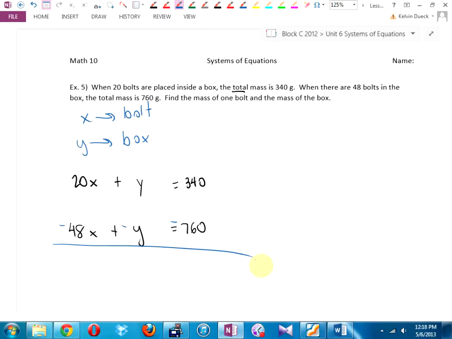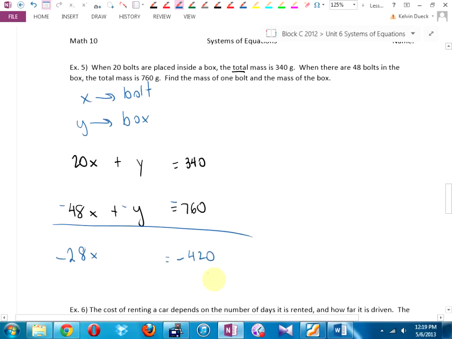Because now I can add, I get negative 28x equals negative 420. By the way, I know that the weight should be positive. Am I going to get a positive answer? That's because when I saw that first negative, that's why I went, ugh. But then I saw, oh, I got a second negative. I am going to get a positive weight. It's going to be a mass that's positive.